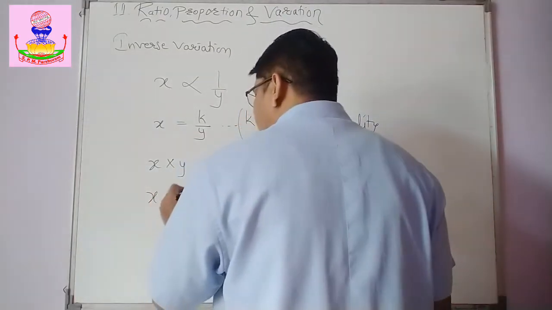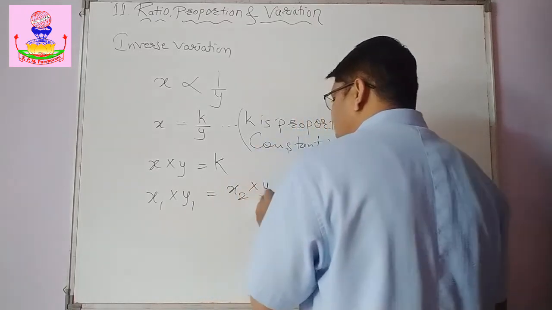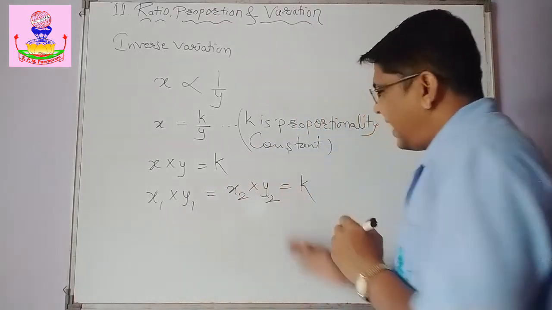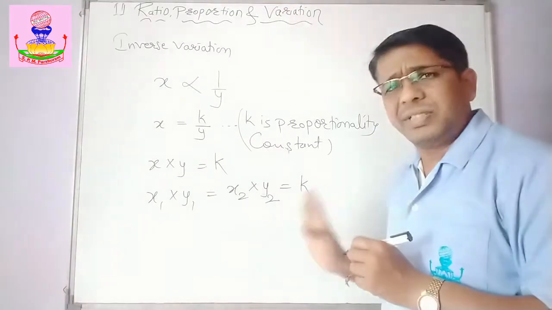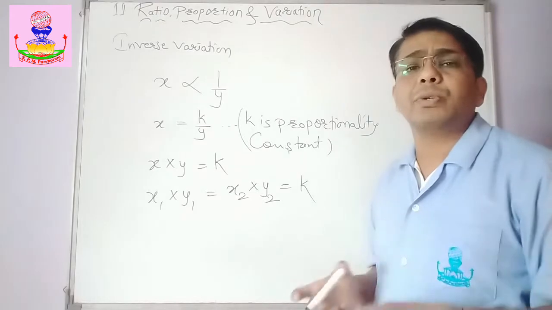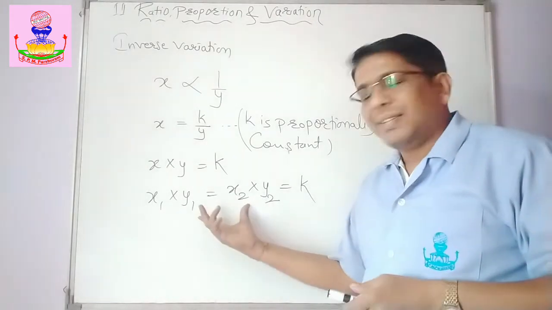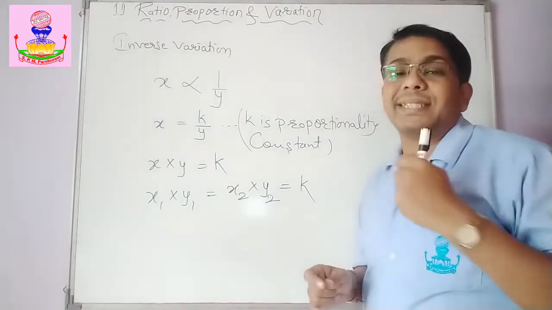x1 into y1 should be equal to x2 into y2, that is equal to k, and so on. n numbers, n terms you can take. So x1 y1 should be equal to x2 y2, that should be equal to x3 y3, that should be equal to k. And this you can use for solving the examples.